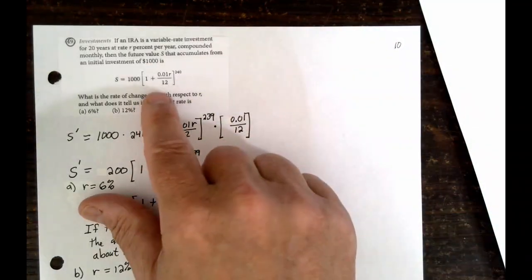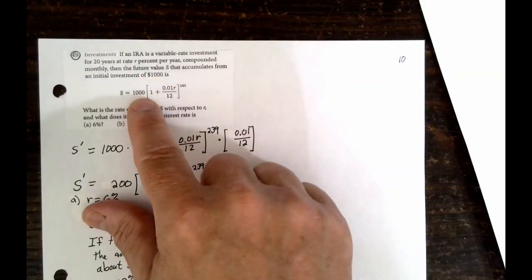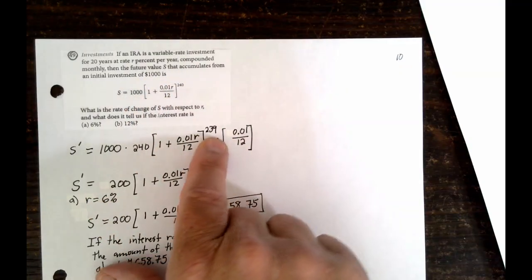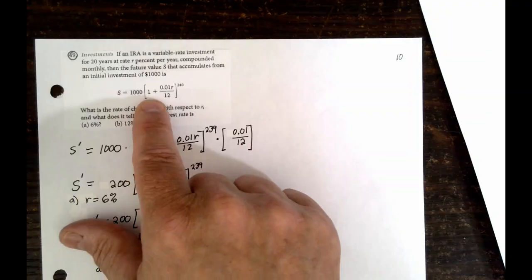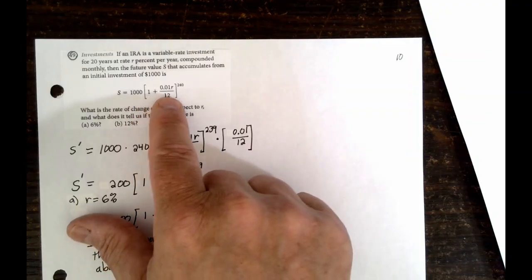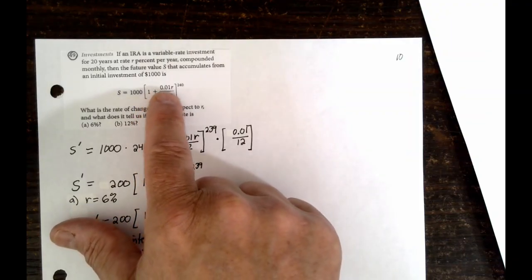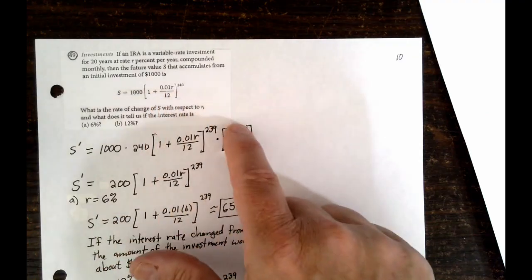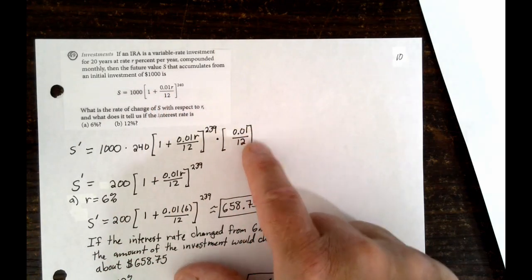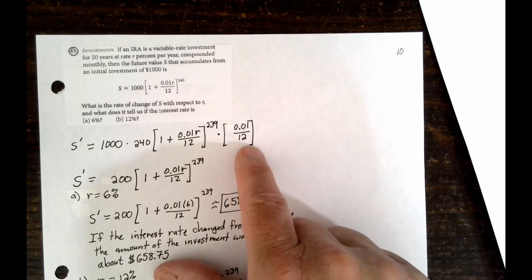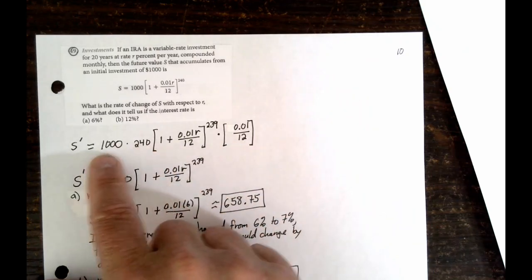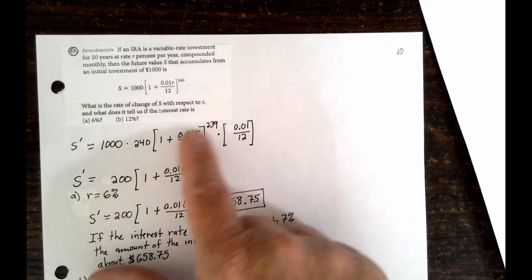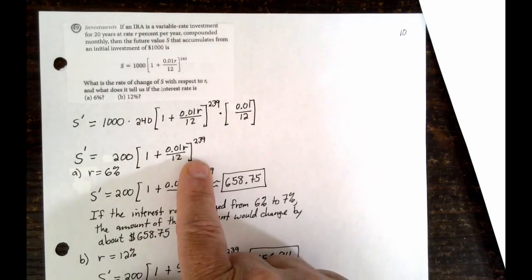On this one, when you take the derivative, you bring the 240 out front and subtract 1 from the exponent, followed by the derivative of what's inside. Derivative of 1 is 0, and this is 0.01 over 12 times r, and its derivative is just 0.01 over 12. When you multiply this times 240 times 1,000, you get 200, and this part doesn't simplify any farther.